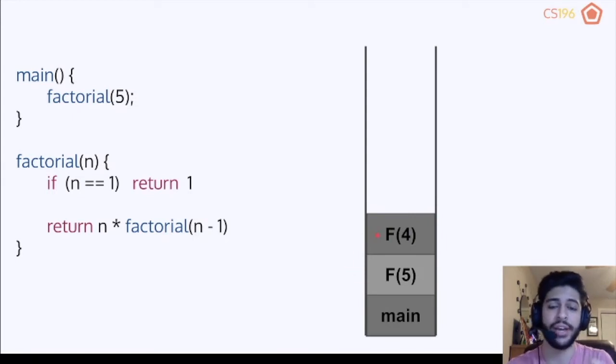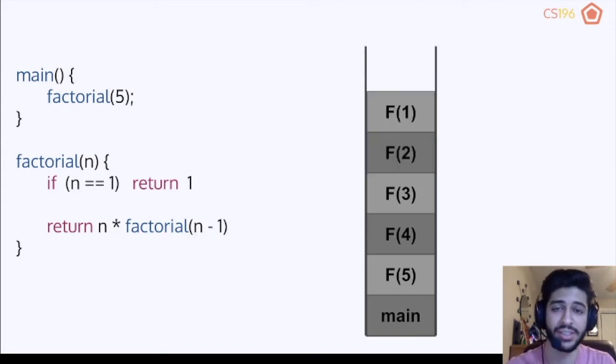But then we notice that f of 4 is reduced itself. We need to actually compute f of 4, which again needs f of 3. So we put that on top of the call stack. And we keep on doing this all the way until we hit a base case, similar to what we saw in the recursion tree.